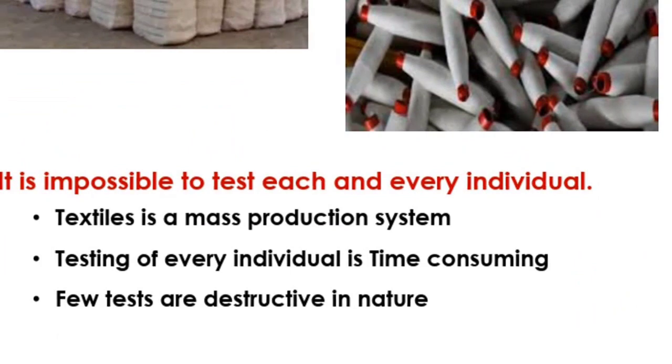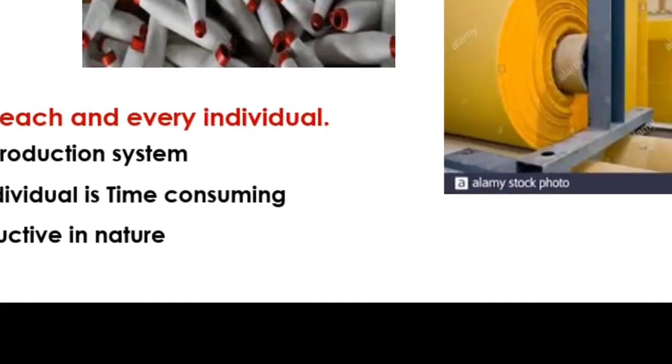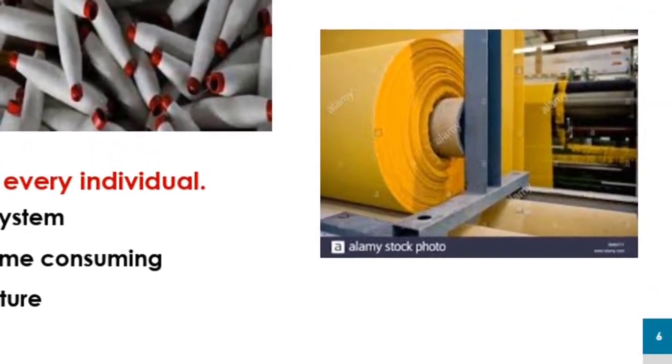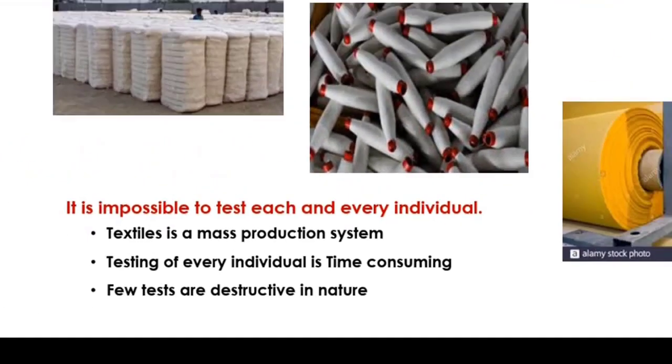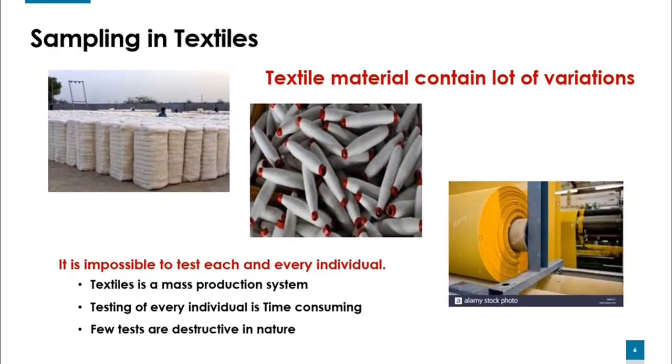So, what are the reasons why it is not possible for textile materials to test each and every individual? First is, textile is a system of mass production. To test each and every individual is time consuming process. And third thing, even if you decide to go for testing of every individual, then few tests are destructive in nature. For example, if you decide to test each and every meter of fabric for its strength, you will be destroying whole roll of the fabric. So it is not at all advisable. So sampling is essential step in textiles.